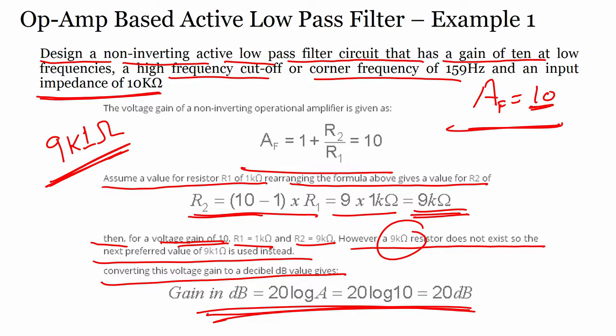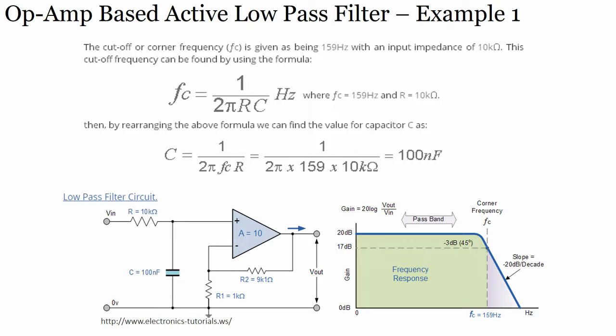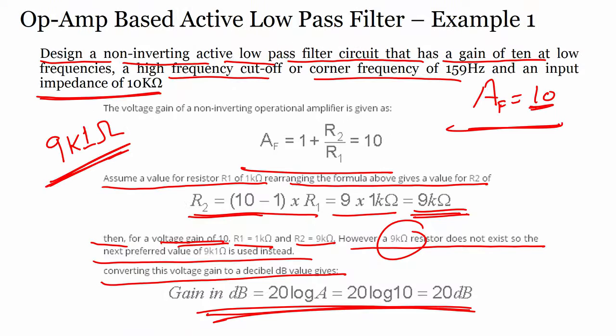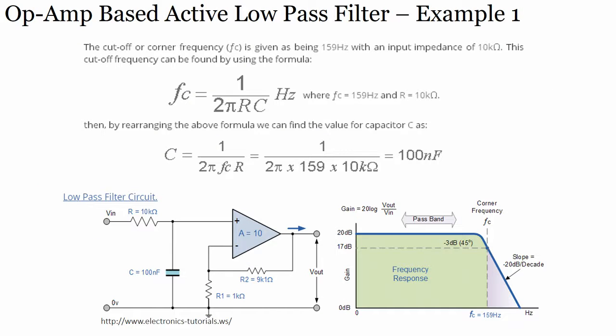So, now we have the values of R1 and R2, we have the value of gain, and we can design the filter. We have found the values of R1 and R2, and the gain, which is 10. Now, we have the formula for the cutoff frequency. The cutoff or corner frequency is already given as 159 hertz. So, Fc equals 1 upon 2 pi RC, where Fc is 159 hertz and R equals 10 kilo ohm.